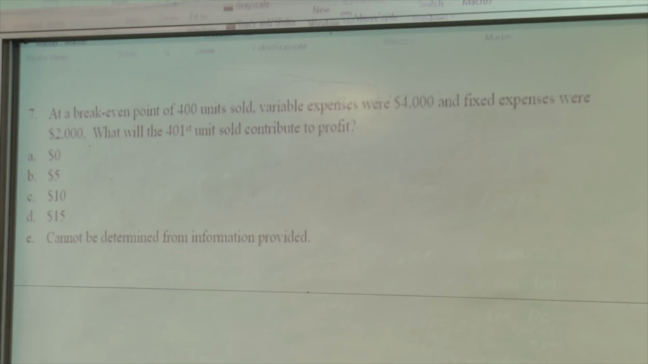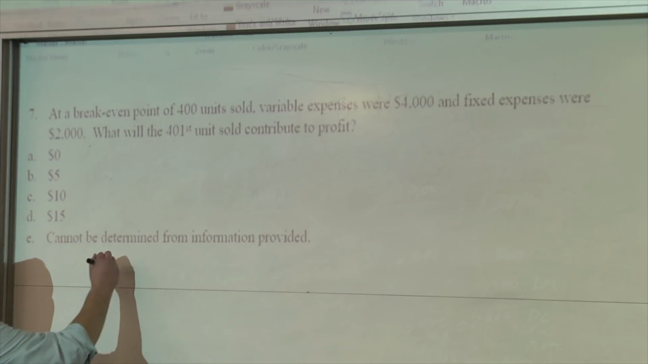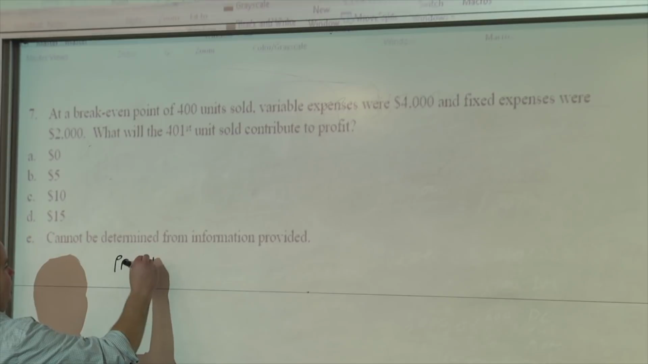So they give us a bunch of numbers here, but they're essentially saying what is going to be the contribution margin for one more unit being sold. So how much are we going to make off that one unit? So just some equations we always want to keep in mind.